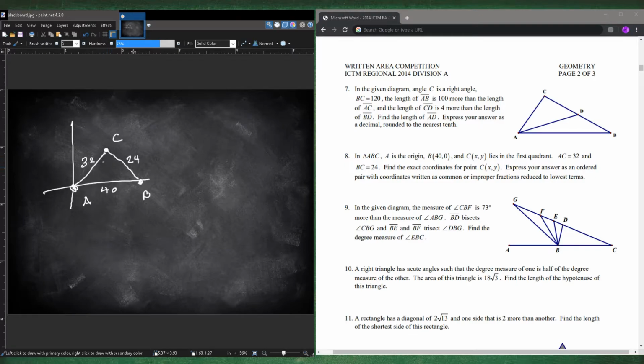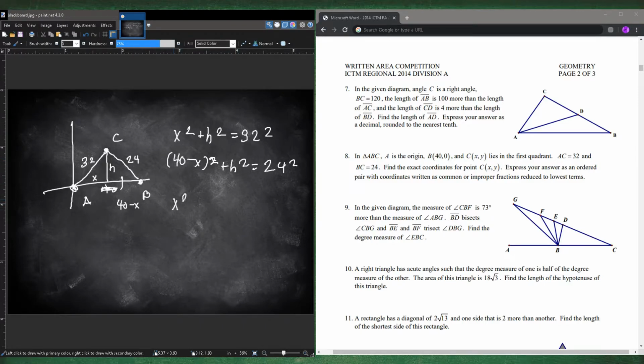Okay, so we're going to have to draw a height. So let's call that height h. So now we can split up this 40 into x and 40 minus x, right? Because 40 minus x plus x is 40, so this length is 40. So now all we have to do is use the Pythagorean theorem. So x squared plus h squared is equal to 32 squared, and (40 minus x) squared plus h squared is 24 squared. We could multiply the second equation by negative and then add them together. So then we could cancel out the h's.